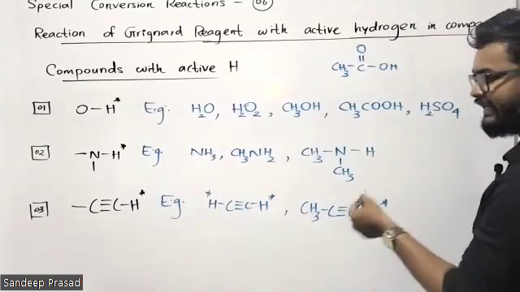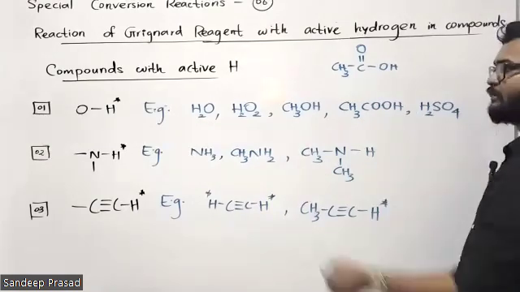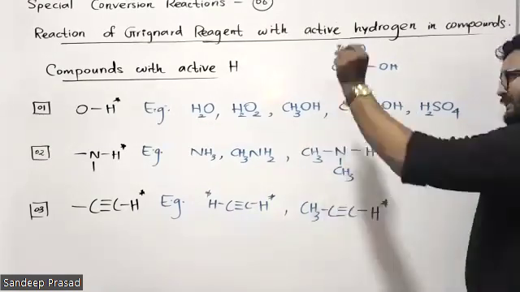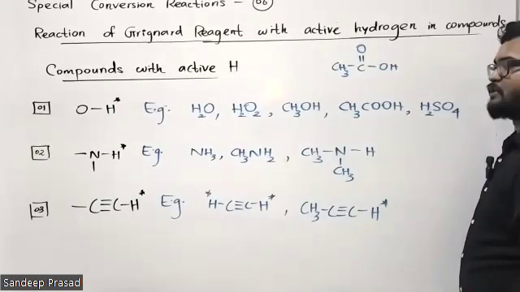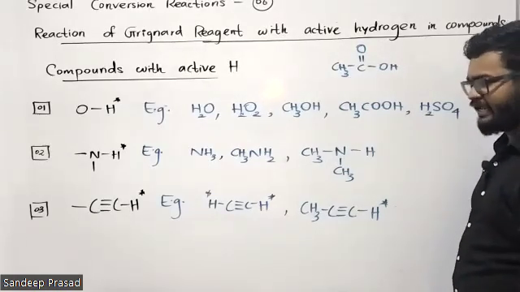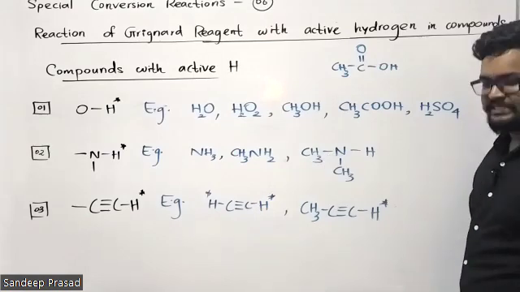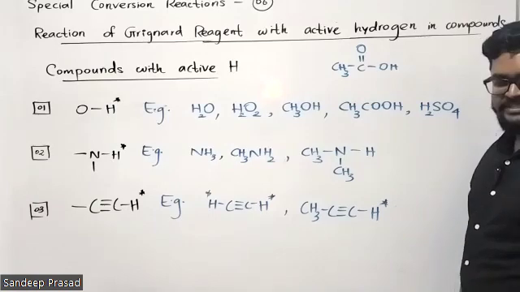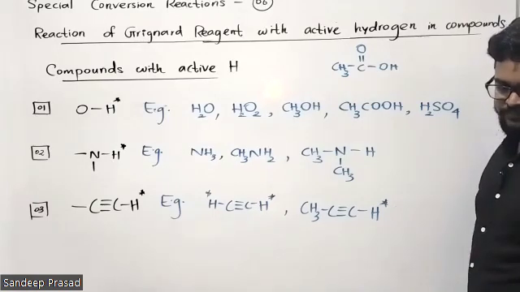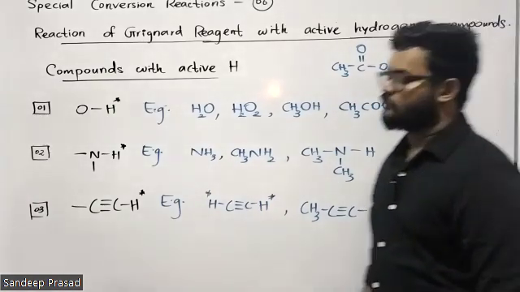So these are the three types of major compounds that we can identify as compounds with active hydrogens: compounds with OH group, compounds with NH group, and compounds with acetylide anion, that means a hydrogen contained in the triple bond. Okay. Quickly write down this one.